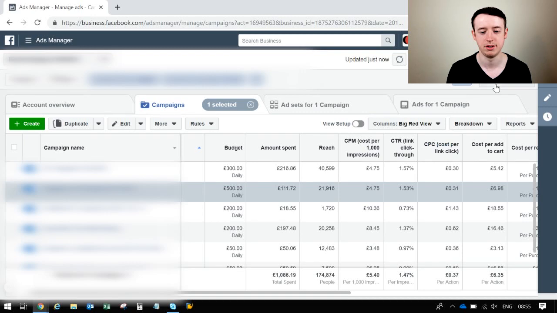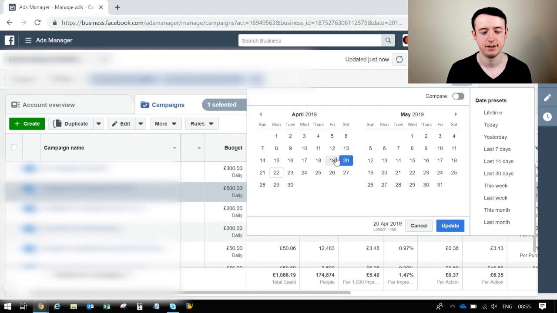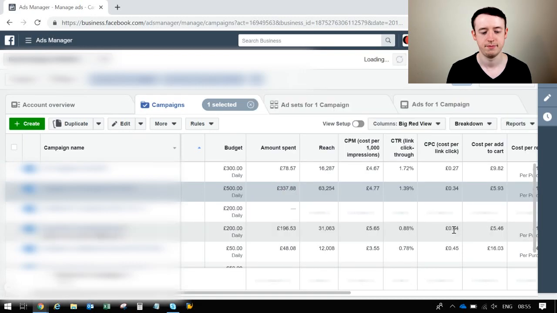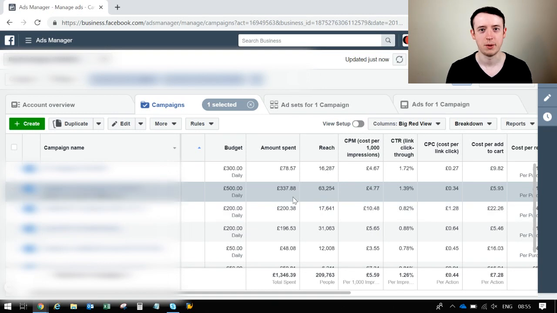It spent 111. If I go back to the 19th, spent 337. I wasn't lowering the bid cap at this point. This is just the way Facebook works. So on the 19th, I only spent 337 of my £500 a day budget. But the other days after that, because Facebook couldn't put that impression out on somebody's feed, it didn't spend as much. So it's just a way of controlling your costs without it spiraling out of control.